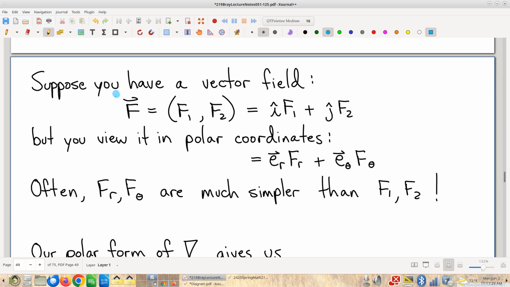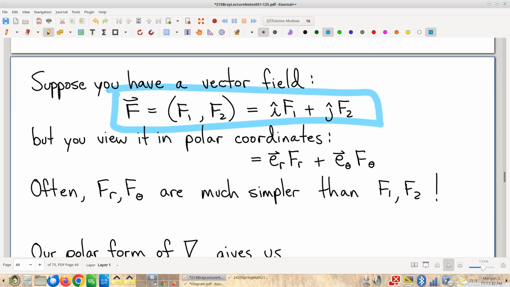Suppose you have a vector field, and here you go. This is how we write vector fields. Most of the time we write them like this, right? But if you wanted to expand that out in terms of standard basis vectors, there you go. F1 and F2 are functions of x and y. So this is your vector field.